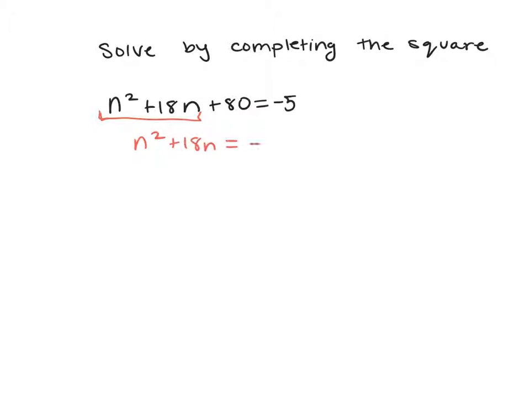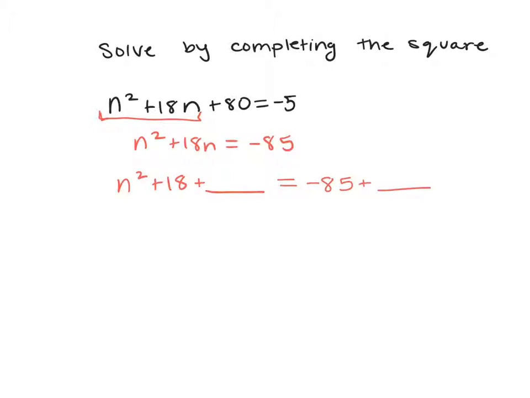And the reason that I want to do that is because I want to find out what I can put after 18n to make this a perfect square trinomial. And so whatever I find out that number to be, I'm going to add it to both sides so that we have it in both places. So I want to fill in that blank.